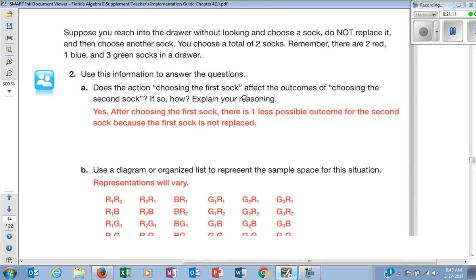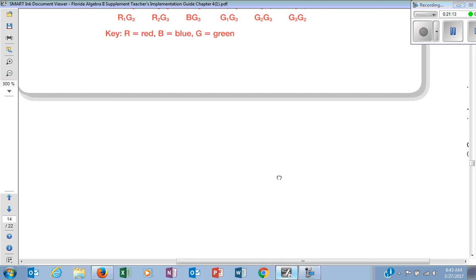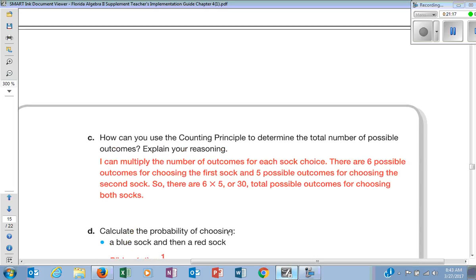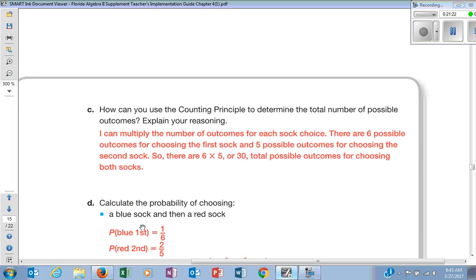Now let's go quickly. If we had this next one, it's going to be not replacing it. So that's how they're going to change this problem. What's the probability of pulling a blue sock? 1 out of 6. What's the probability of a red sock? Now notice it's 2 out of 5 because now I've pulled this blue sock. You always assume the first one is true. So when I go to look at my leftovers, there's now a blue sock that's gone. Are you with me? You always assume the first one happens.